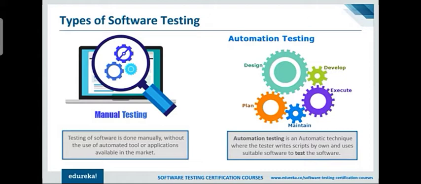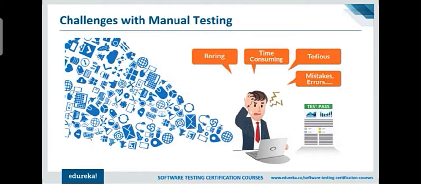available in the market. Automation testing is an automated technique where the tester writes scripts on their own and uses a suitable tool to test the software. It is basically an automation process of a manual process. Like regression testing, automation testing is also used to test the application from load, performance, and stress point of view.